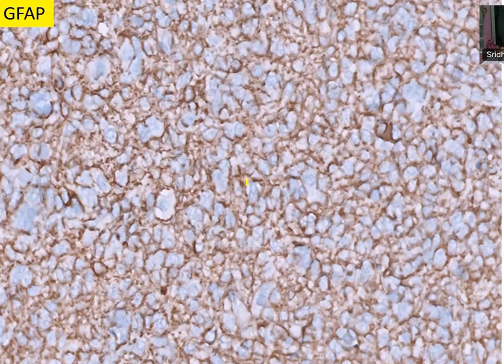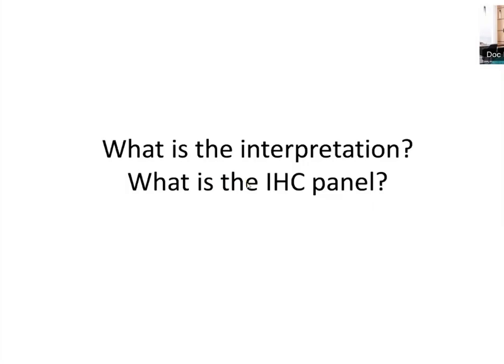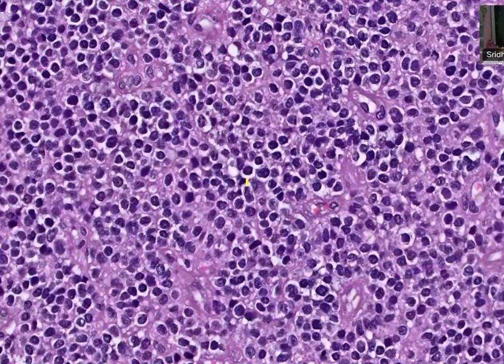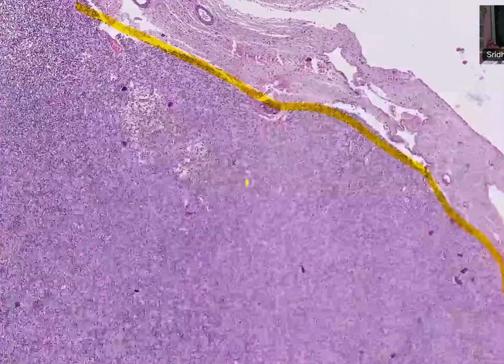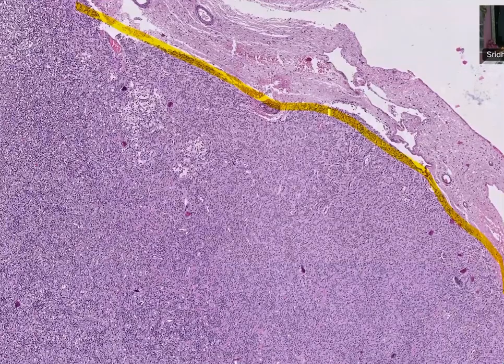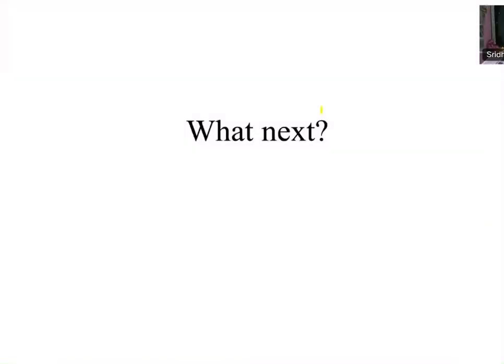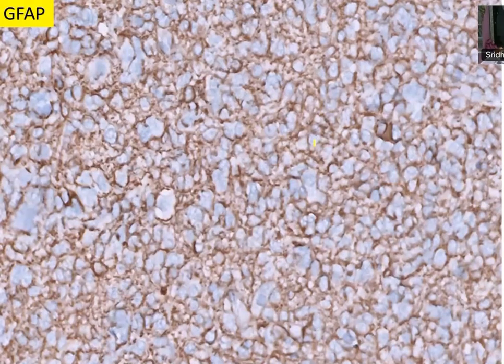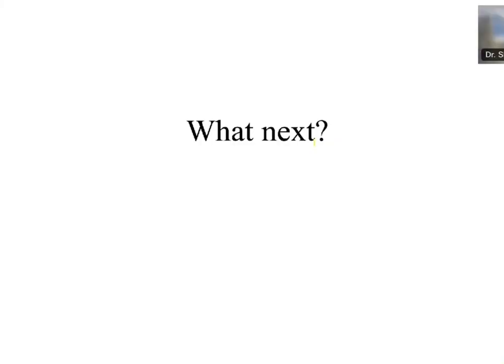Diffuse glioma. Somebody said diffuse glioma. Did you see the first picture? He drew the line like this. So a well demarcated tumor. Why do you want to call it diffuse glioma? No. So GFAP is positive. So what next? What are your differentials here?